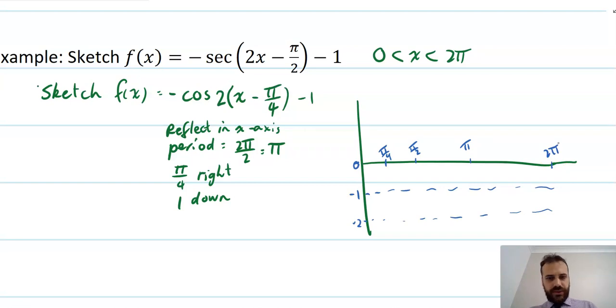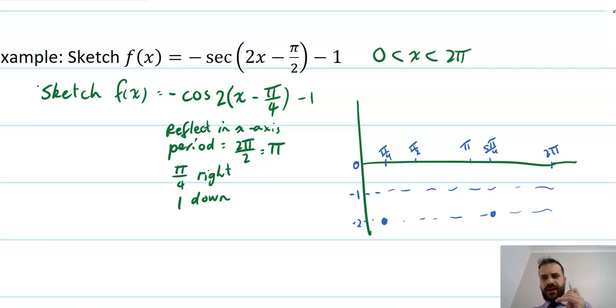Okay, so it's a cosine function, which means that it starts at the extremes, either top or bottom. It's negative though, which means it's going to start at the bottom. So pi on 4 to the right, 1 down, it's going to be right there. Okay, its period is pi, which means that from pi on 4 to 5 pi on 4 is how long it's going to take to repeat. So I should expect it to be down there again, right about there.